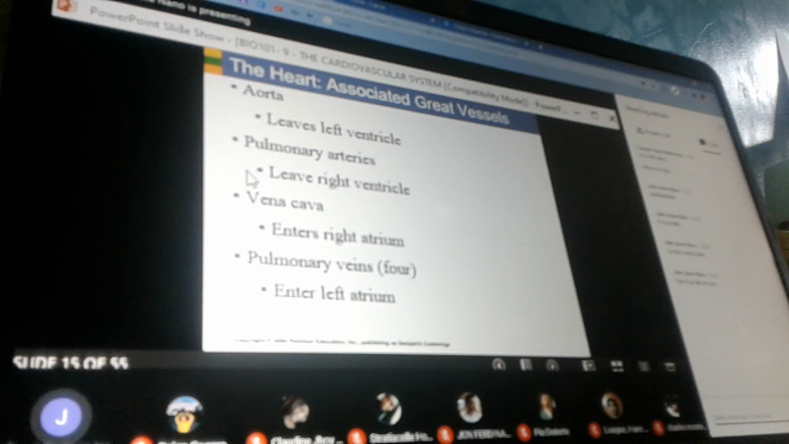So yung arteries, class, sila yung nagka-carry ng oxygenated blood papunta sa different parts of our body. Now si aorta, malaki lang na artery, okay? Now, yung veins naman natin, they carry the blood towards our heart. Okay? So, yung malaking vein is called your vena cava.